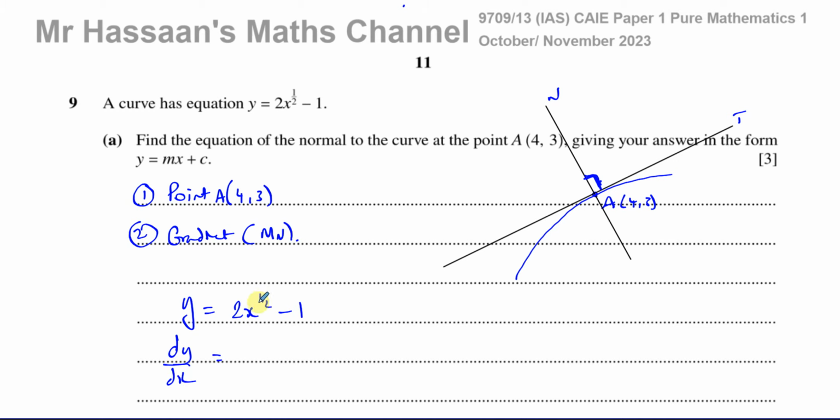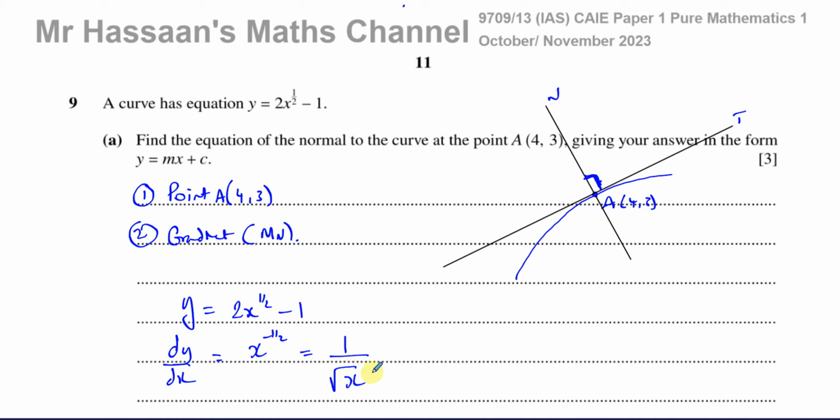So dy/dx: you multiply by the power, so a half times 2 is 1, x to the power of negative a half. You take the power, multiply by it, and subtract 1 from the power. So a half times 2 is 1, and a half minus 1 is minus a half, and when you differentiate a constant, you get 0. You can say that this is 1 over the square root of x, if you write it in a third type of form.